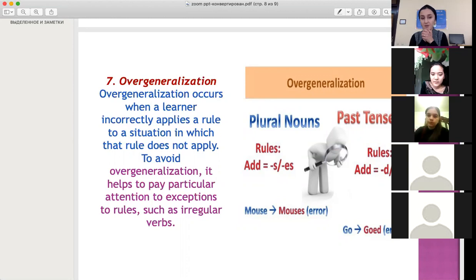Okay, so for example, in the Uzbek language, we don't have regular and irregular verbs, but in English, we have them. So that's why some learners use this type of words incorrectly. They sometimes confuse them, and overgeneralization appears.